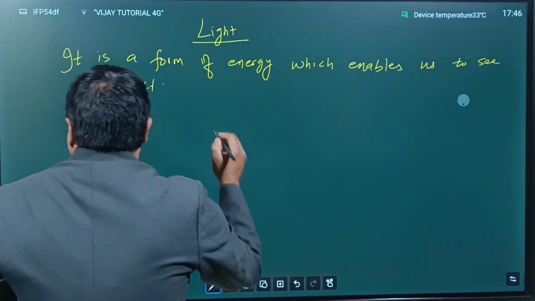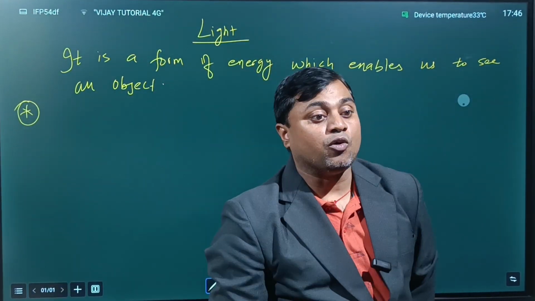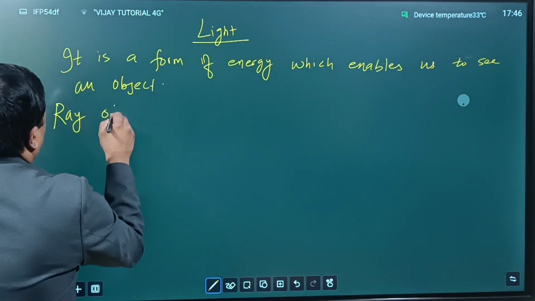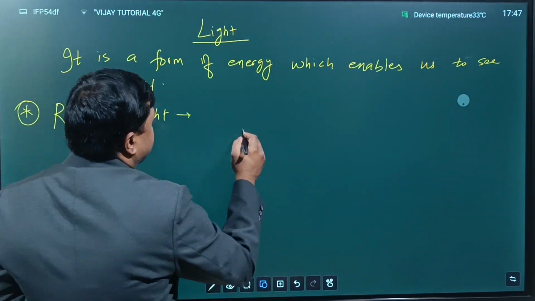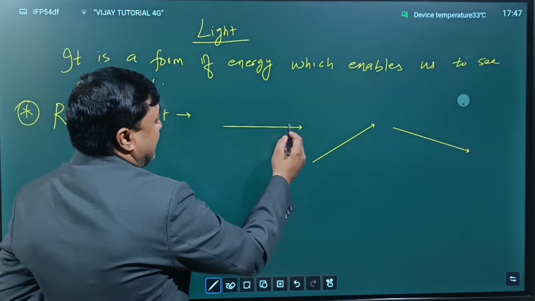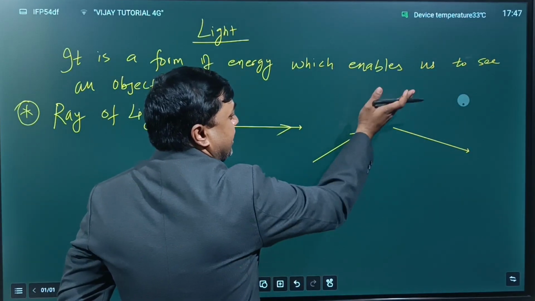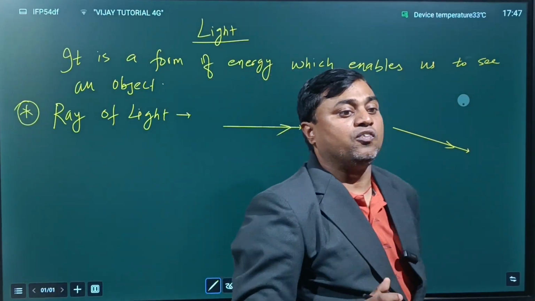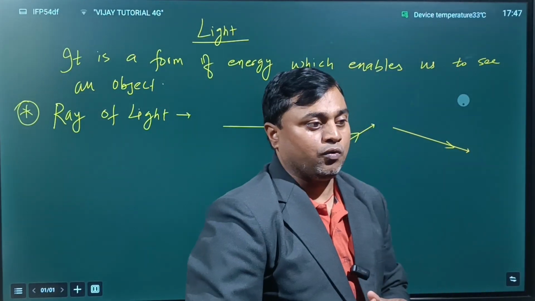Okay, fine. In this chapter on light, children, there are a few concepts you should know. What is a ray of light? What is a beam of light? First, a ray of light. A ray of light is a concept which indicates the direction of propagation of light. If it is like this, it means light is traveling in this direction. If it is like this, light is traveling in this direction. Yes or no? So that is a ray of light.